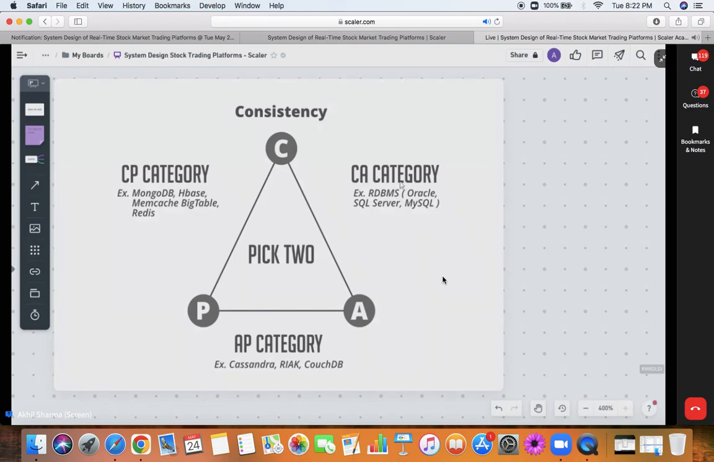So most of the order-related microservices, you want to have the CA category, you want to have consistency and availability, right? And some user-related data you want to have in the CP category. You want it to be consistent, you want it to be partition tolerant. And a lot of the front-end related data, like the ticker prices and all of those things, you want it to be AP, since you want it to be available and you want it to have partition tolerance. Okay.